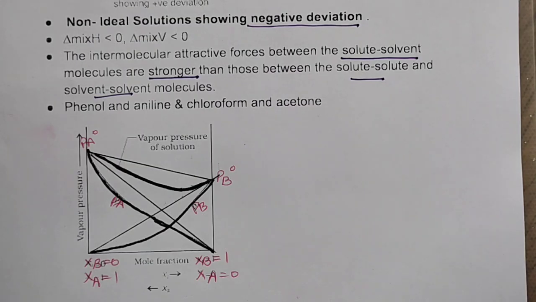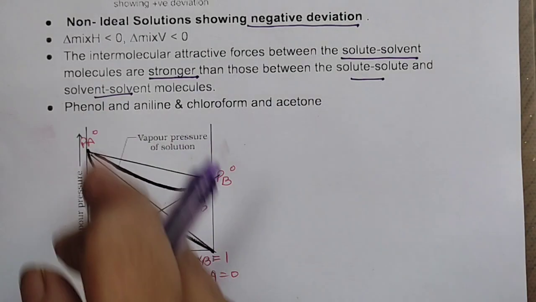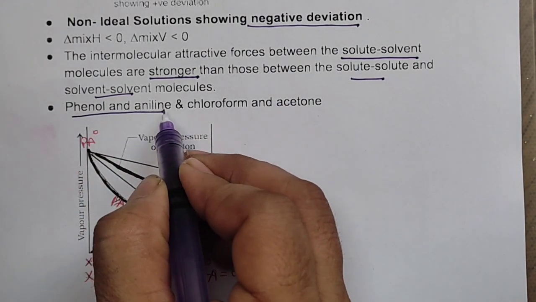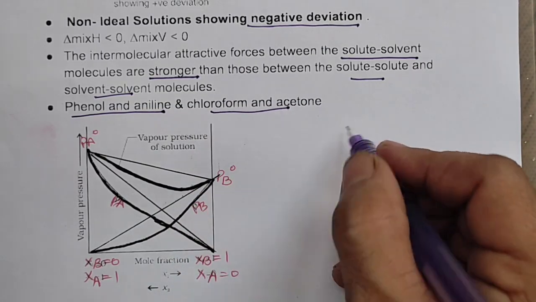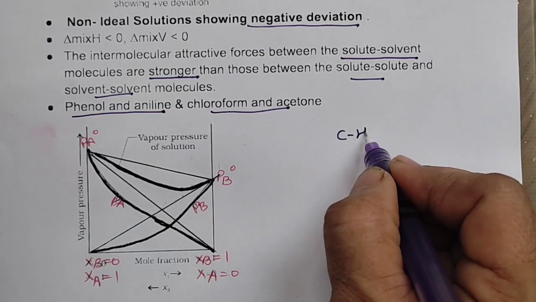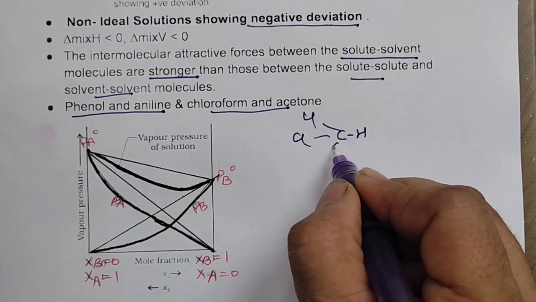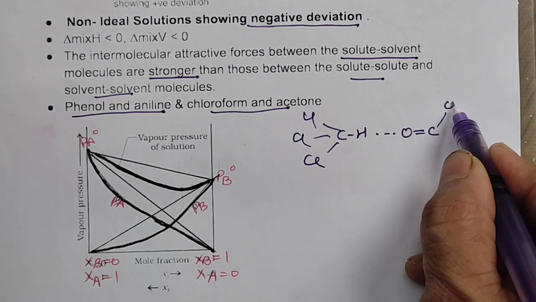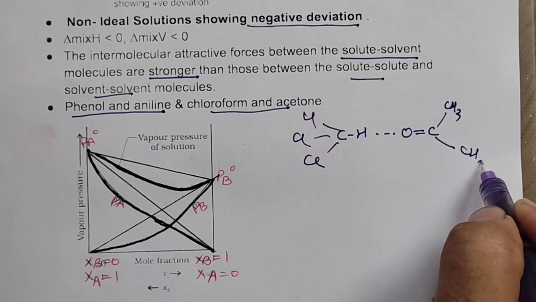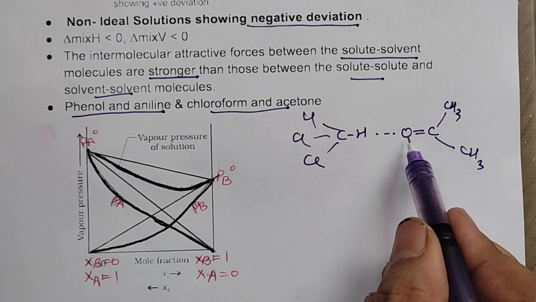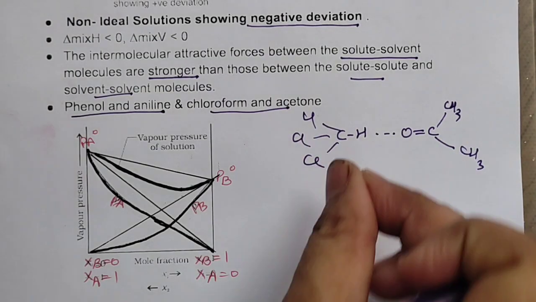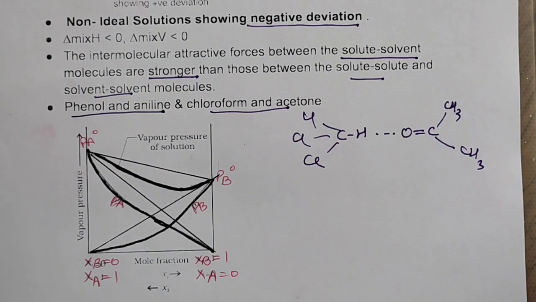Bonds are formed, so it's an exothermic process. So delta H mixing was negative. You have the examples phenol and aniline, and chloroform and acetone, which show negative deviation. Here we can explain: chloroform is CHCl3, and if you mix it with acetone, there is a force of attraction, intermolecular hydrogen bonding between H of chloroform and O of acetone. So a bond is being formed between them, and a force of attraction is developed. Formation of a bond is exothermic.